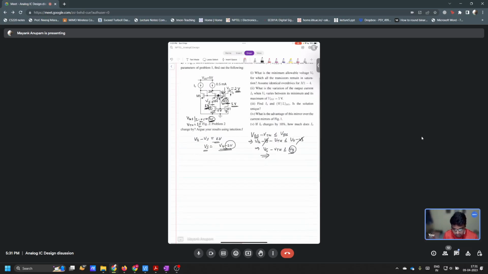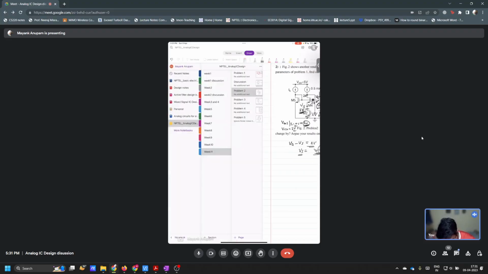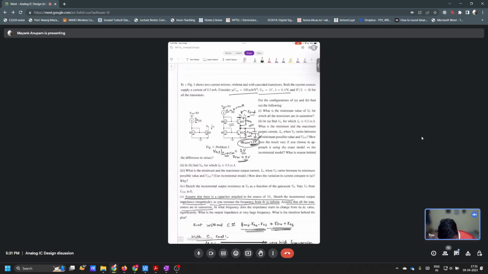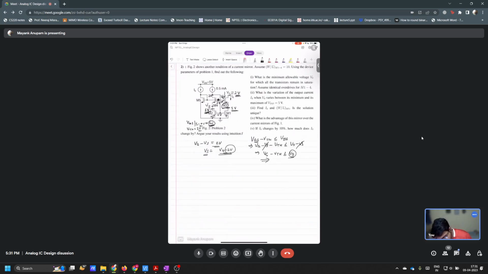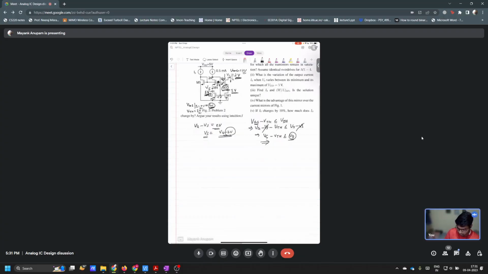So clearly, in the earlier case, you remember, right? The minimum voltage that this could take was 3 volts, but here the minimum voltage is 2 volts, right?